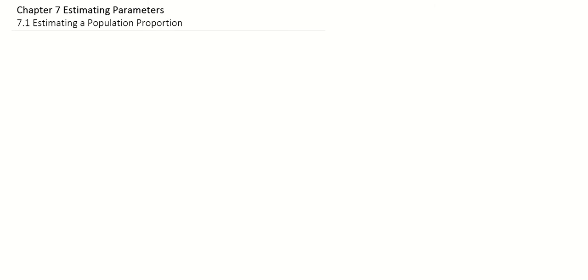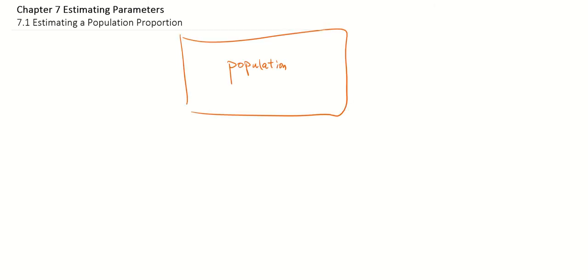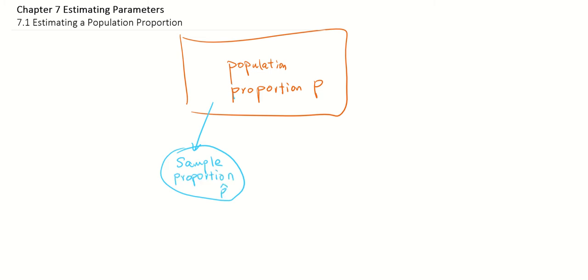This video is about 7.1, estimating a population proportion. When we're given a population and we want to find the population proportion, when your population is really big, sometimes it's hard to find it. But we can estimate the population proportion by taking a sample of this population and finding the sample proportion. And we can use the sample proportion to estimate the population proportion.